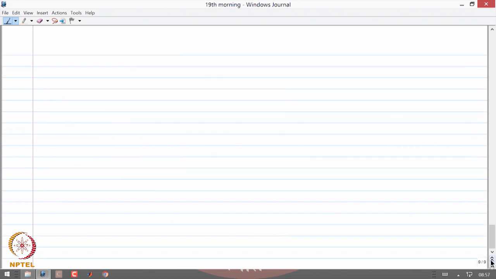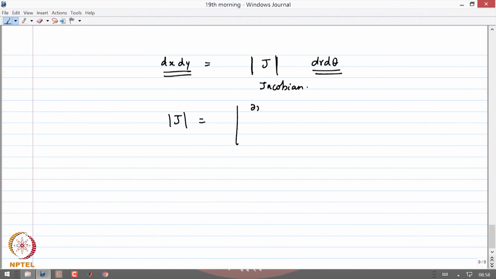The only other thing that we need to worry about is what is dx dy in terms of dr d theta, and that is a very simple mathematical relation. You have probably been introduced earlier to what is called the Jacobian. The absolute value of the Jacobian connects the area element in the Cartesian coordinates to the area element in the polar coordinates, and the Jacobian is given by the determinant: dou x by dou r, dou x by dou theta, dou y by dou r, dou y by dou theta.